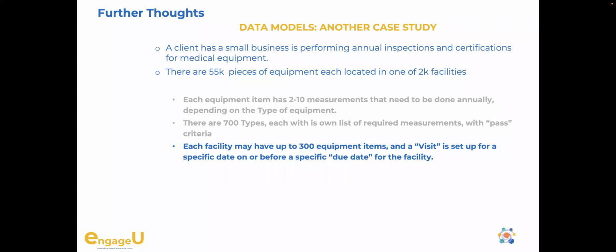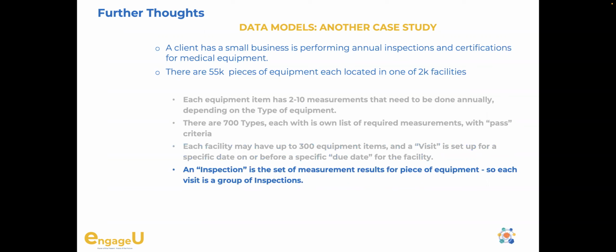So the last inspection for a facility was completed, say, March 30th, 2021. So the next visit had to have been completed by March 30th, 2022. That's the due date. Often the visit's done a few days ahead of that. So you choose a particular date, somebody's going to be in that area, a technician, and will go and do the measurements.